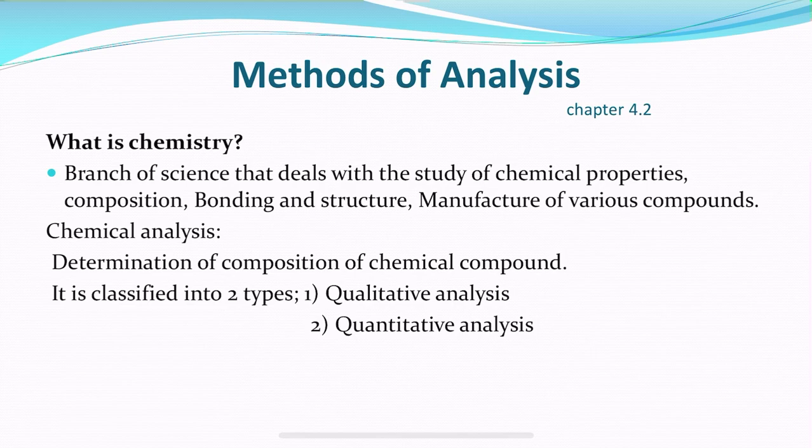Before moving on, let us have a brief introduction on what is meant by chemistry. Chemistry is a branch of science which deals with the study of chemical properties, composition, bonding, and structure, and the manufacture of various compounds. The study of all these properties is considered as the branch of science called chemistry. We will see what is meant by all these things.